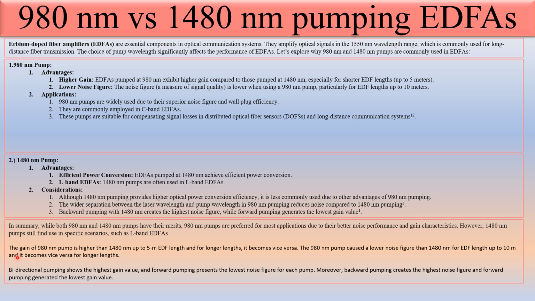The gain of a 980 nanometer pump is higher than 1480 nanometer up to 5 meter EDF length, and for longer length it becomes vice versa. 980 nanometer pump causes a lower noise figure than 1480 nanometer for EDF length up to 10 meters, and it becomes vice versa for longer length. Bidirectional pumping shows the highest gain value, and the forward pumping presents the lowest noise figure for each pump. Moreover, backward pumping creates the highest noise figure, and forward pumping creates the lowest gain value.